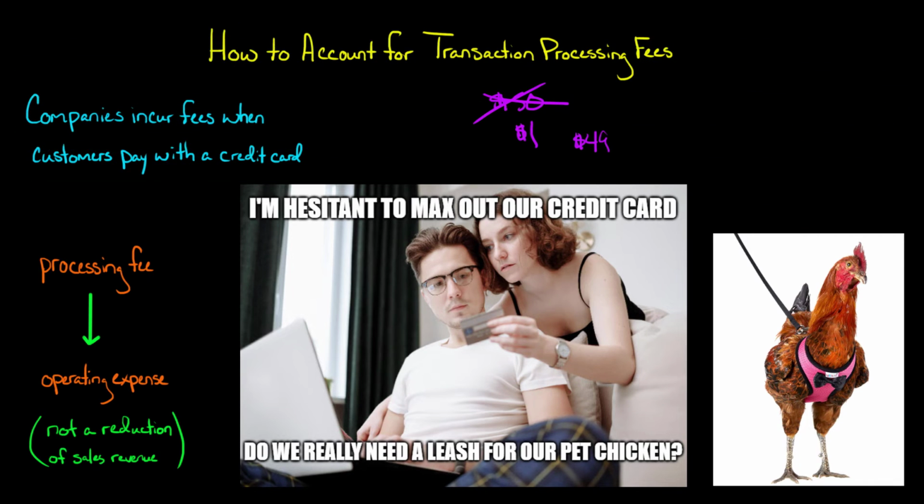And the question is, how do we account for this? Well, the grocery store is going to record $50 of sales revenue, even though they're only receiving $49. And that difference, that transaction processing fee, is going to be recorded as an operating expense. So these transaction processing fees do not reduce sales revenue. The grocery store would not record $49 of sales revenue. They record the full $50, but then they record this expense.